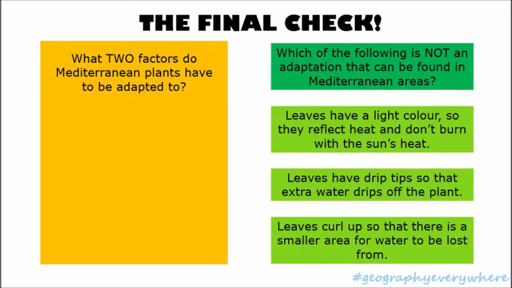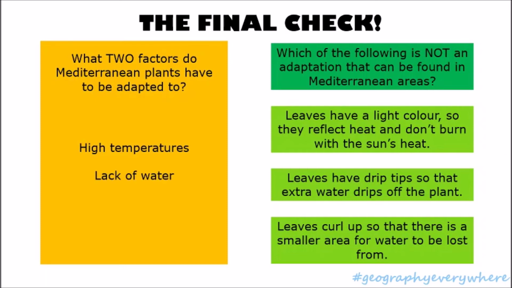Final check. After every question, pause the video and allow yourself 2 minutes to work them out. When you're done, press play and check your answers. So what two factors do Mediterranean plants have to be adapted to? Exactly. Mediterranean plants have to be adapted to high temperatures and a lack of water.